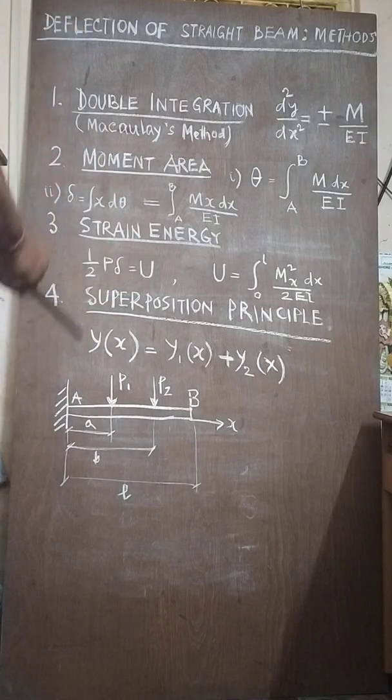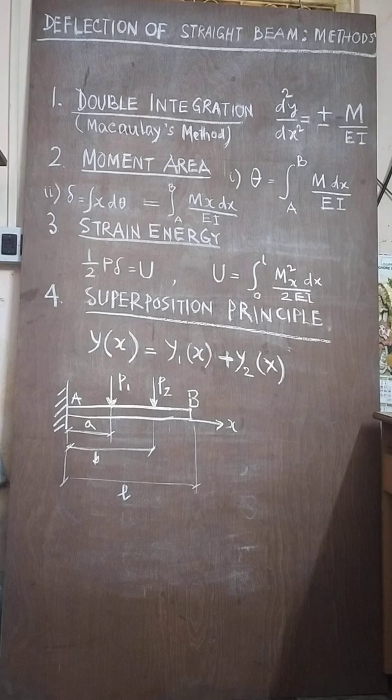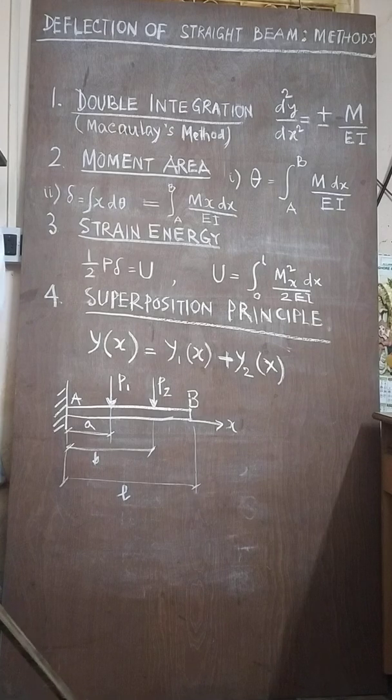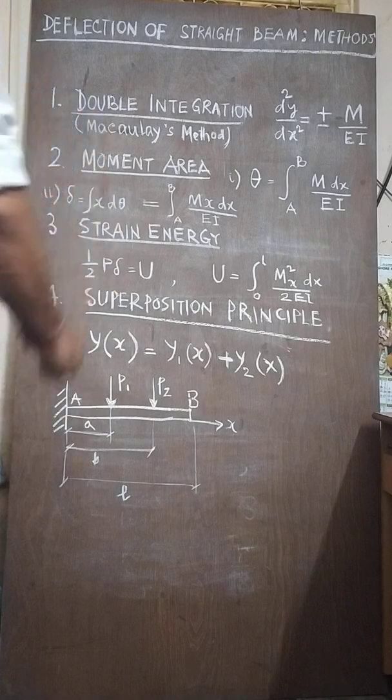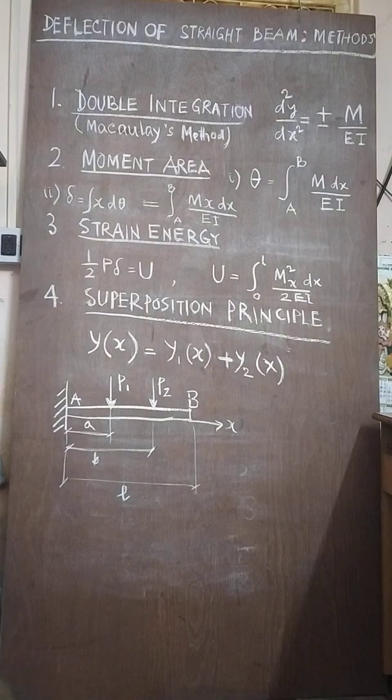So there are four methods of finding the deflection of a straight beam. And the deflection here is not just any deflection, it is the elastic deflection, because we will consider the straight beam to be an elastic material. Whatever the deflection happens, if we remove the load or other transverse disturbance, the deflection will be determined.